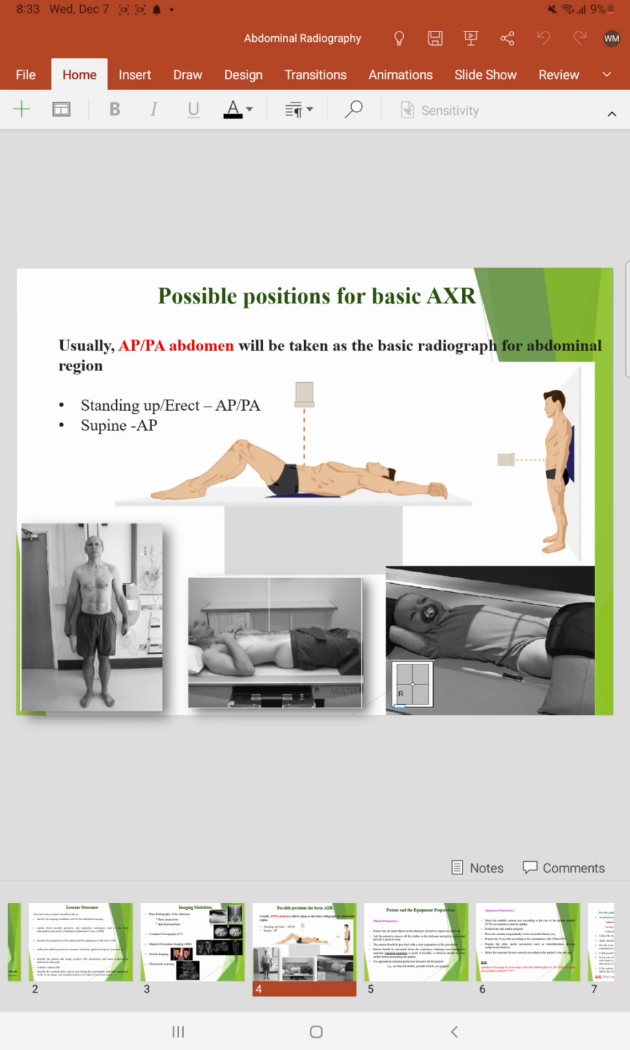Possible positions for basic AXR. Usually APPA abdomen will be taken as the basic radiograph for abdominal region. Standing up, erect APPA, supine AP.